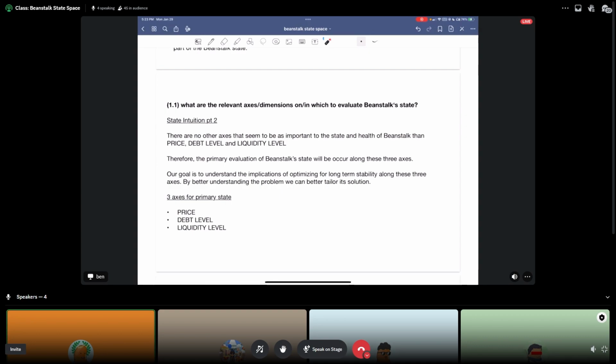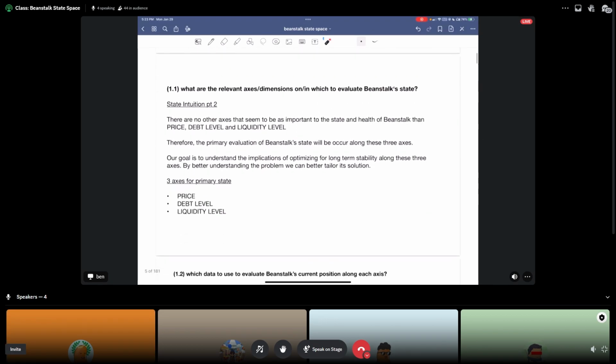It doesn't actually affect the price or the debt level or the liquidity level, the things that would determine the overall health of Beanstalk. So the question is, or at least in this case, whether Beanstalk's liquidity is against ETH or against USDC. The amount of liquidity is the important thing in terms of its overall health. The distribution of liquidity is more of a secondary component of its health.